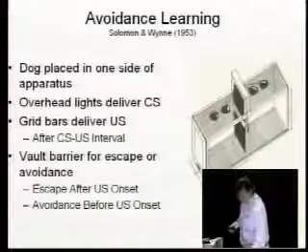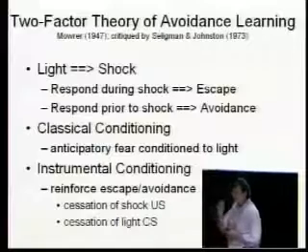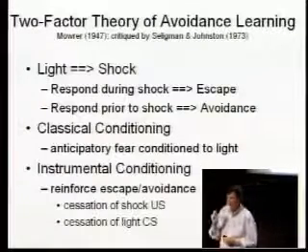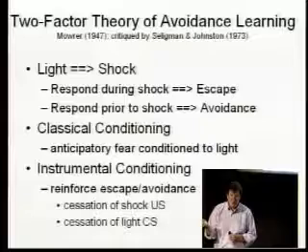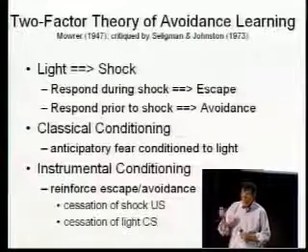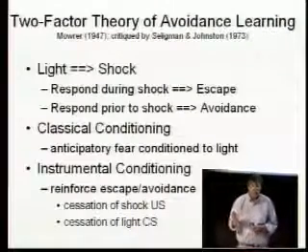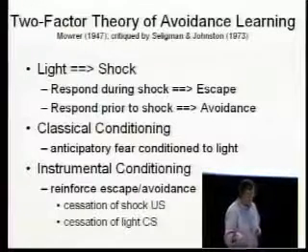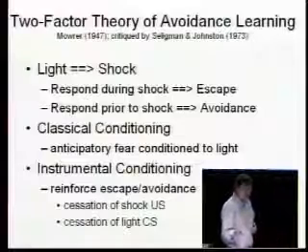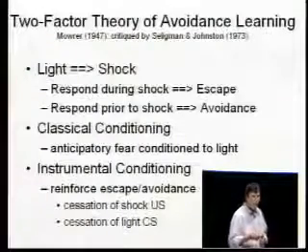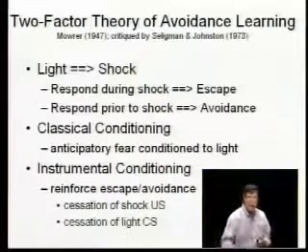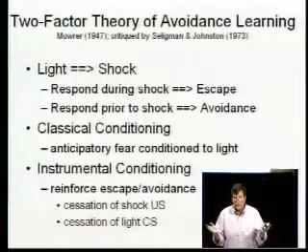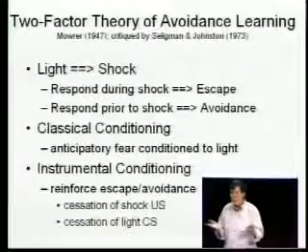So what's going on in this kind of experiment is that the animal is acquiring two different kinds of associations. It's learning in the first place that there's an association between the lights and the shock. That's classical conditioning. And then the animal learns that there's an association between vaulting the barrier and termination of the shock. That's instrumental conditioning, where the animal is learning an association between some behavior, vaulting over the barrier, and the consequences of that behavior. So again, the animal is learning two things, a combination of classical and instrumental conditioning.